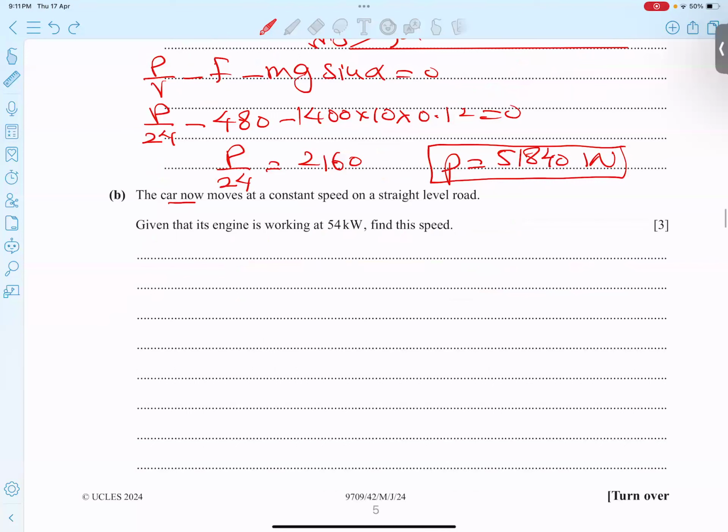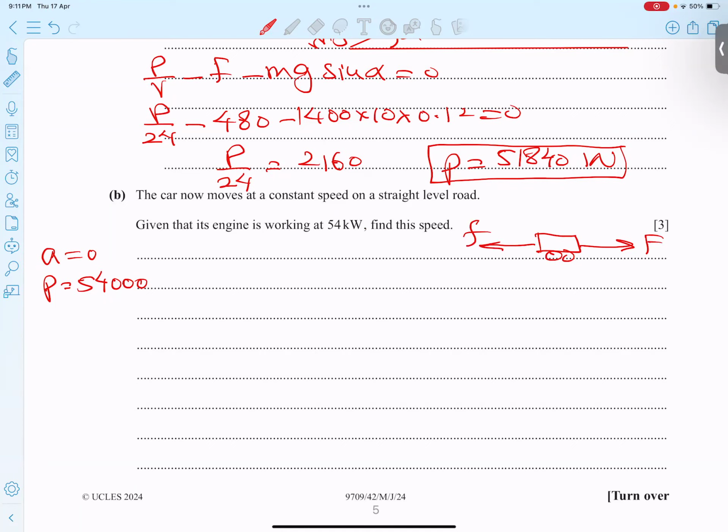So now the car moves at constant speed. It means I am writing here acceleration equals zero. And a straight level road means horizontal motion. Given that the engine power is this time 54 kilowatts, so three more zeros, I will bring it here. Find its speed. So basically, what is the situation? Applied force is forward, and backward is a frictional force.